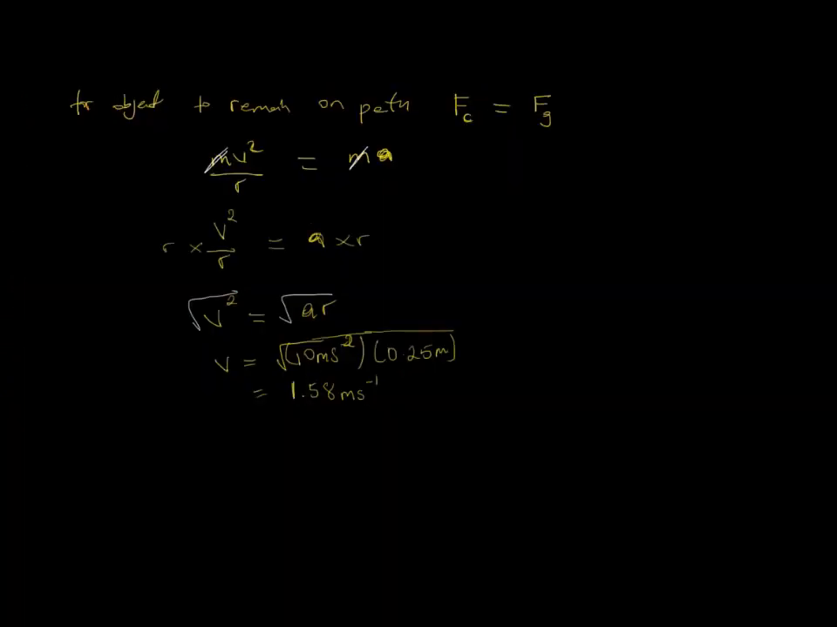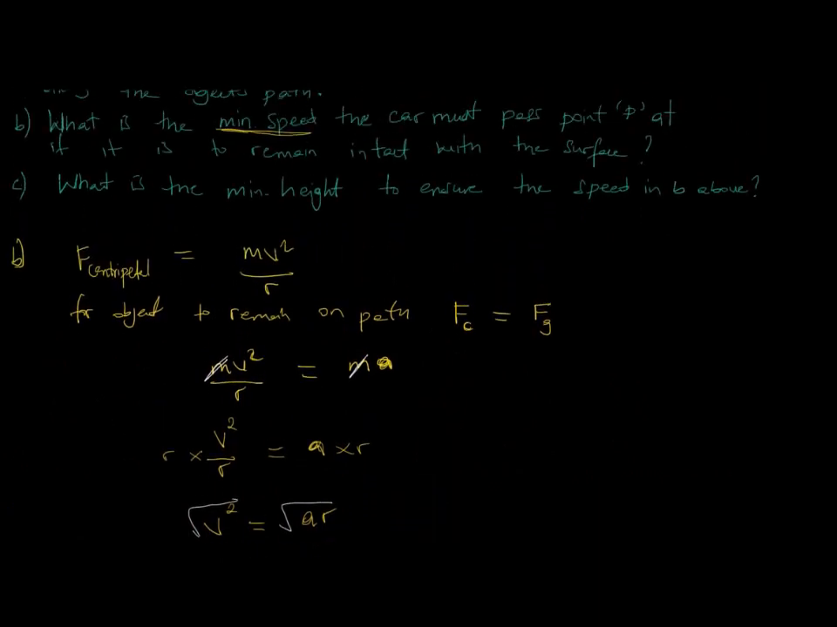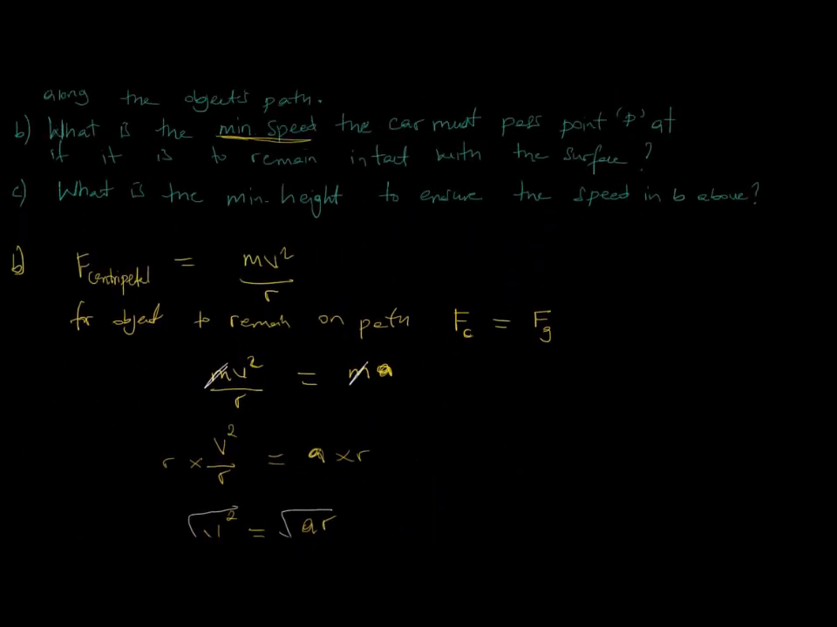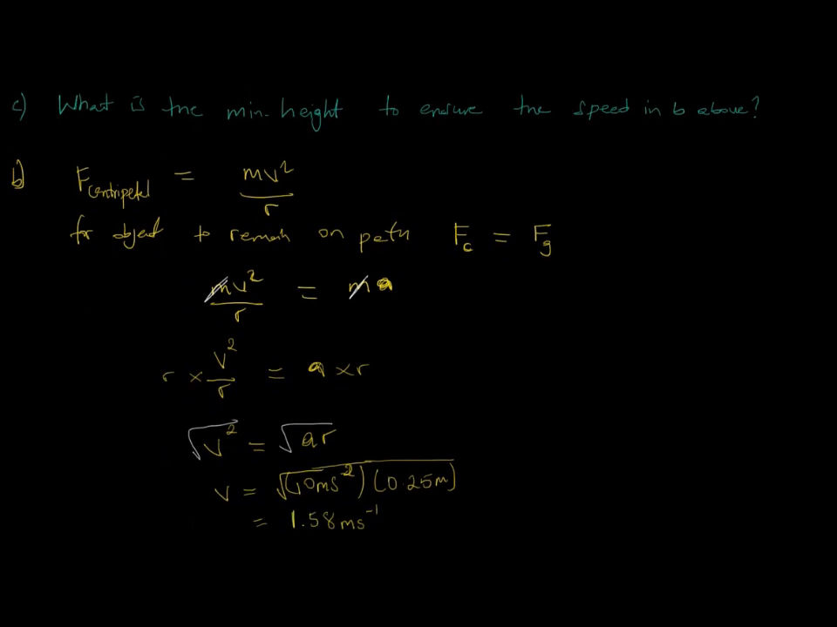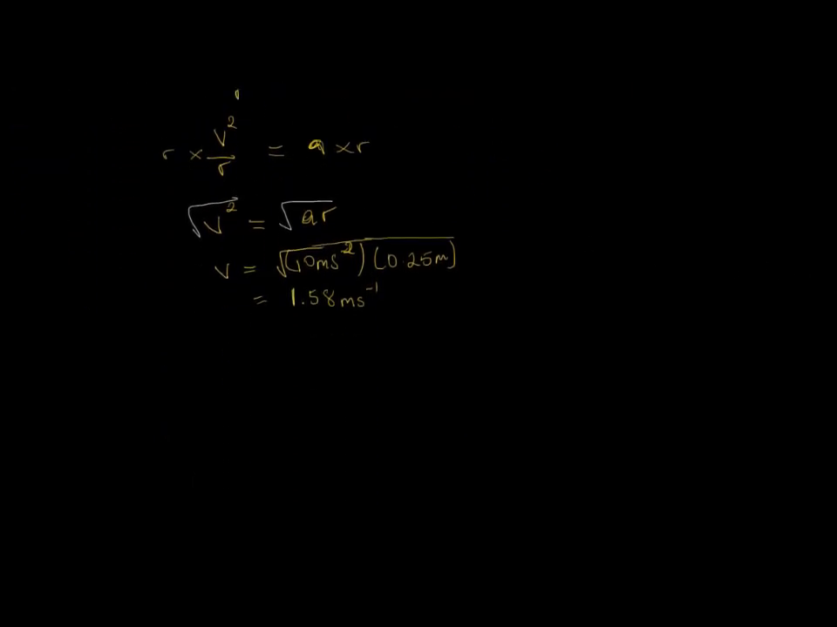Now, the third part in the question wants us to find the minimum height to ensure the speed in B above. So taking number 3, part C, let me just redraw the setup again. So we have something like this, and then we have our loop there.